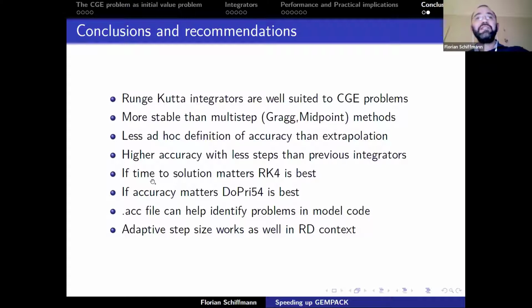You get higher accuracy and time to solution. If time to solution matters, use RK4. Otherwise, if you just want to run your simulation and get an accurate result and don't care about anything else, Dormand-Prince is the one you want to use, because it specifies one parameter and you can be happy with it. And yes, the adaptive step size works as well with recursive dynamic models, which people were worried about. Within COPS, that has been used extensively now, and everything works super smooth. Yes, I hope I made it roughly in time.